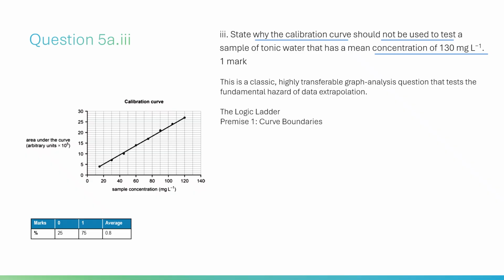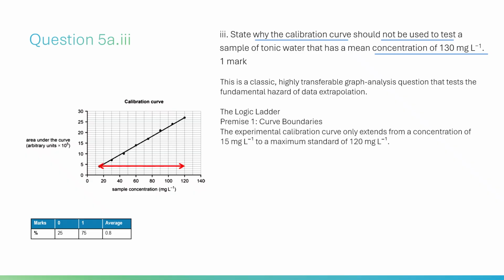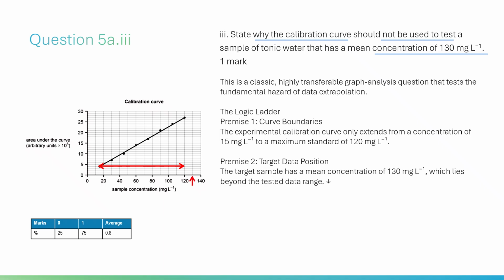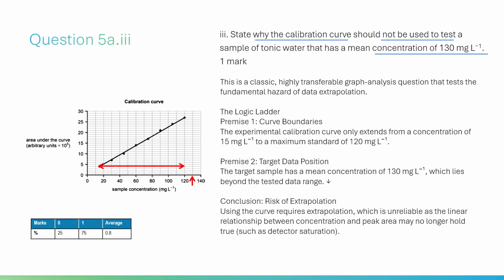Curve boundaries. The experimental calibration curve only extends from a concentration of 15 mg L^-1 to a maximum standard of 120 mg L^-1. Premise 2. Target data position. The target sample has a mean concentration of 130 mg L^-1, which lies beyond the tested data range. Conclusion: risk of extrapolation.